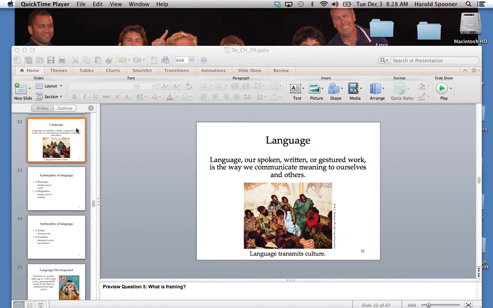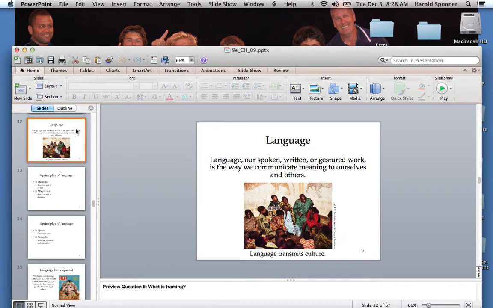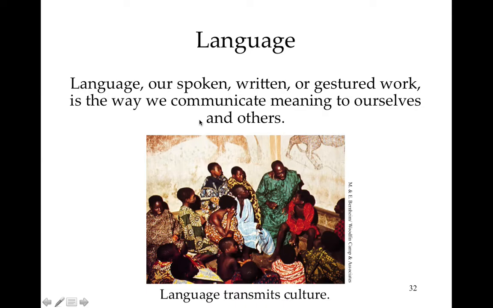Hello, and we're going to start talking about language and what that means and how we develop language. This is just a brief little overview as to how language works. You can see there the definition of language is that it's our spoken, written, or gestured work. It's the way we communicate meaning to ourselves and others.